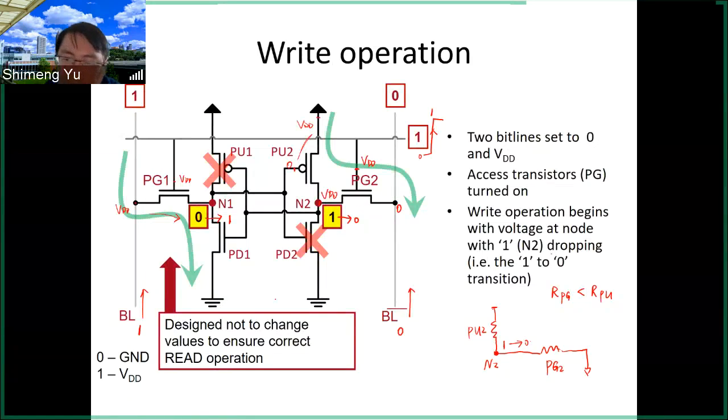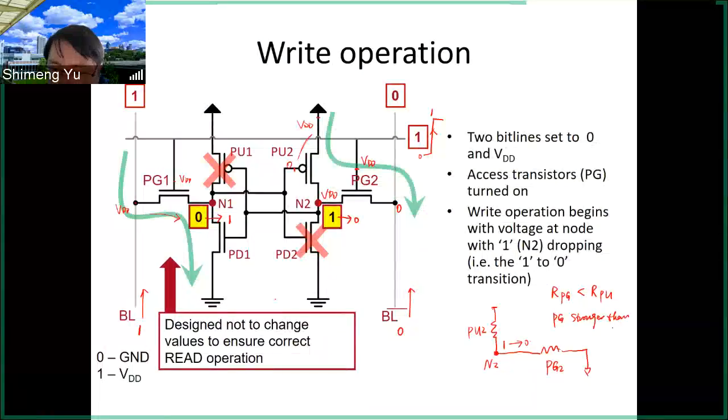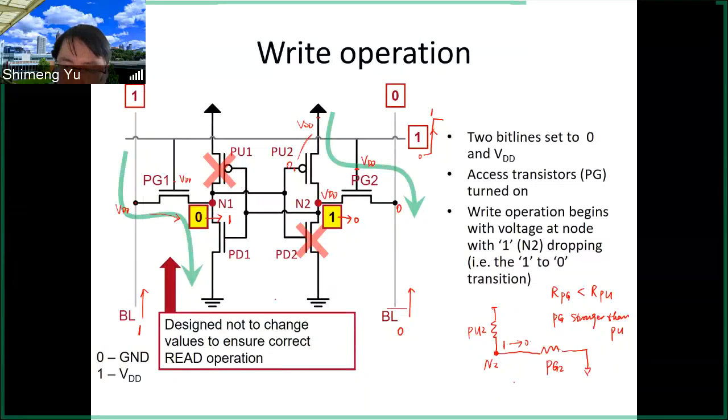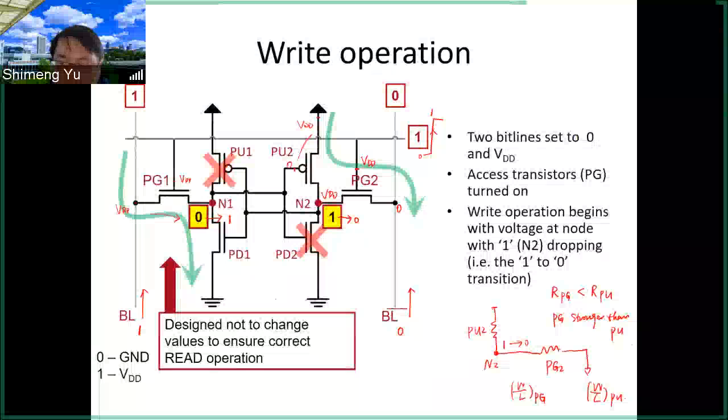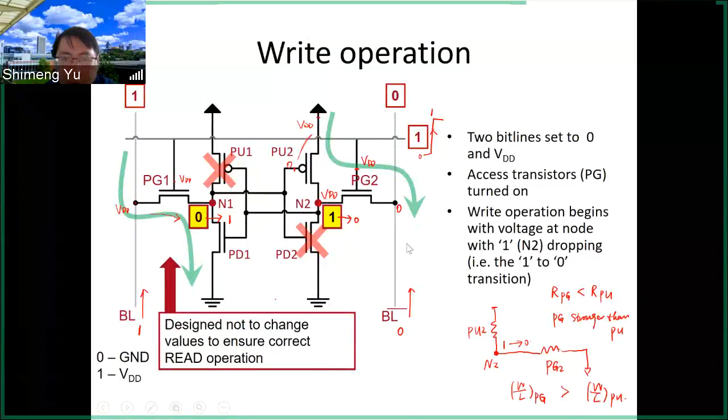And it can be translated to PG stronger than PU. Or in other words, the conductance of the PG2, that is W over L of PG, and then W over L of PU, you want this to be larger. But here, not only the W over L matters, but also here you see the PG is NMOS, PU is PMOS. So actually it's mu N larger than mu P.